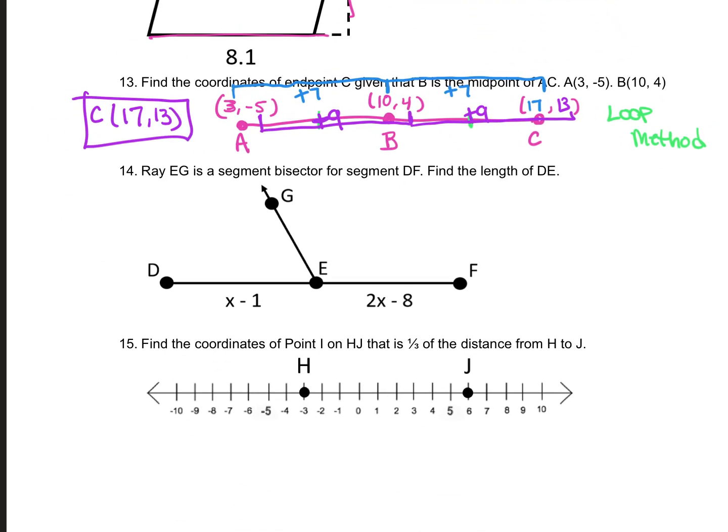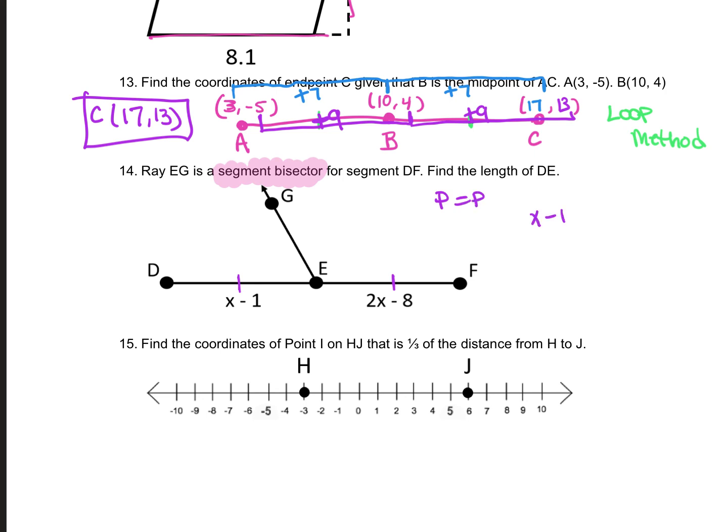Moving on to question 14, ray EG is a segment bisector. All right, there's another hint right there, segment bisector. For segment DF, find the length of DE. So if we have a segment bisector, y'all, what we need to remember is a bisector cuts these segments in half, goes through a midpoint, which means that segment DE and EF are equal. And so, guys, this is going to be where we employ our part equals part.